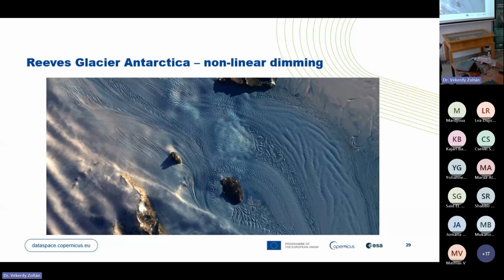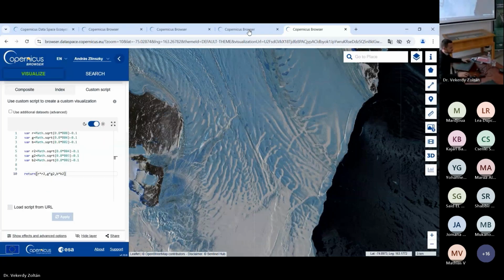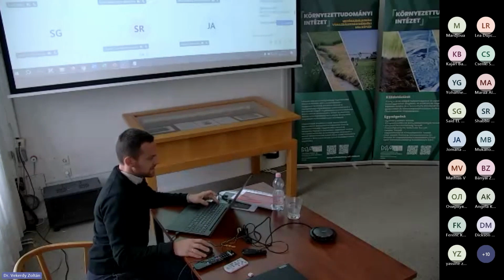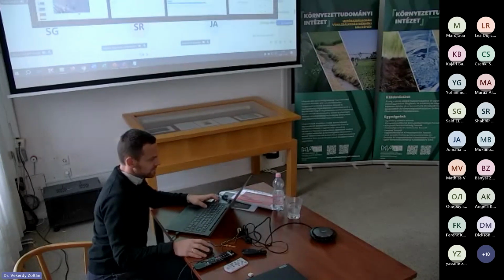This is a place in Antarctica, Reeves Glacier. So the link is in the chat again. You can look it up, and then you can also look at the visualization algorithm. We're going to shift over to deserts in a second.